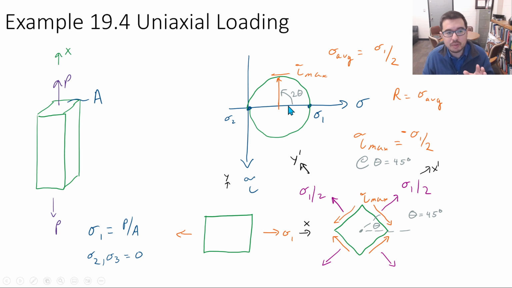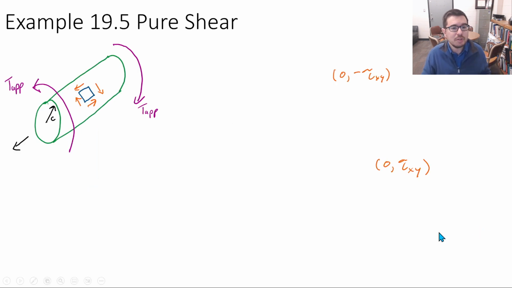And right here, mostly, what we're seeing is we haven't really dealt with negative normal stresses, but they do exist. You can have that, and you can draw that out here. So that's uniaxial loading. Pure shear.